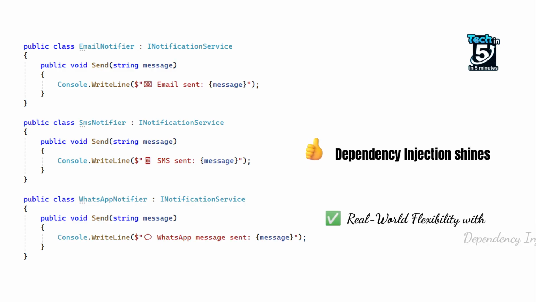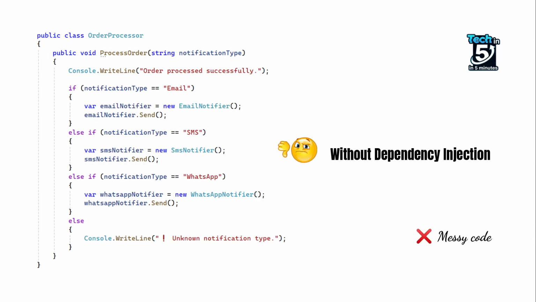Now let's see why dependency injection truly shines. Imagine we want to send order notifications, sometimes by email, sometimes by SMS, or even WhatsApp. Without DI, we'd probably add more if or switch statements inside our order processor, right? That's messy, and every new channel means editing existing code.